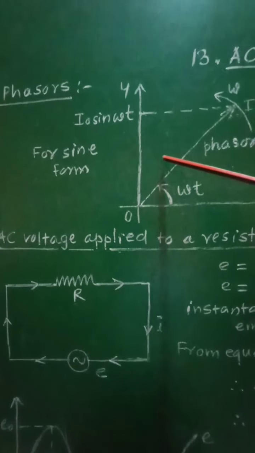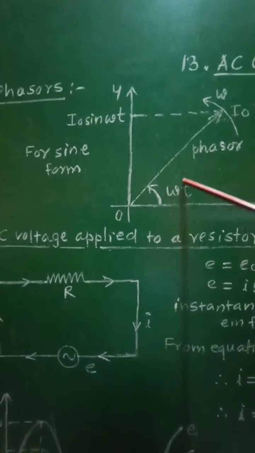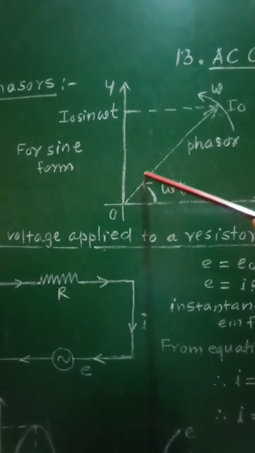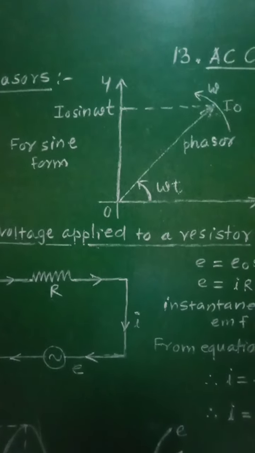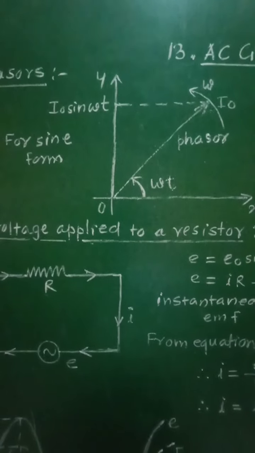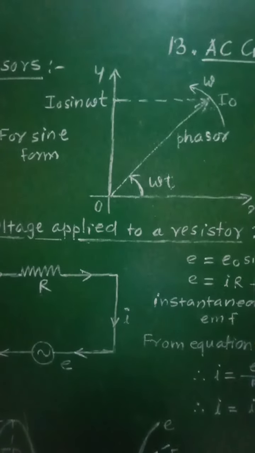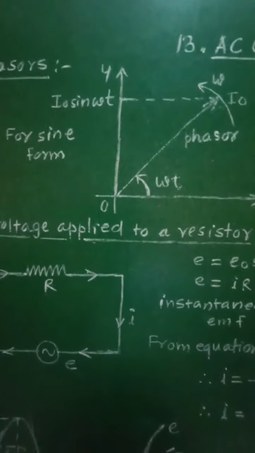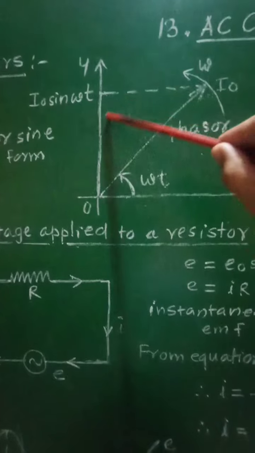A rotating vector that represents a quantity varying sinusoidally with time is called a phasor, and the diagram representing the phasor is called the phasor diagram.